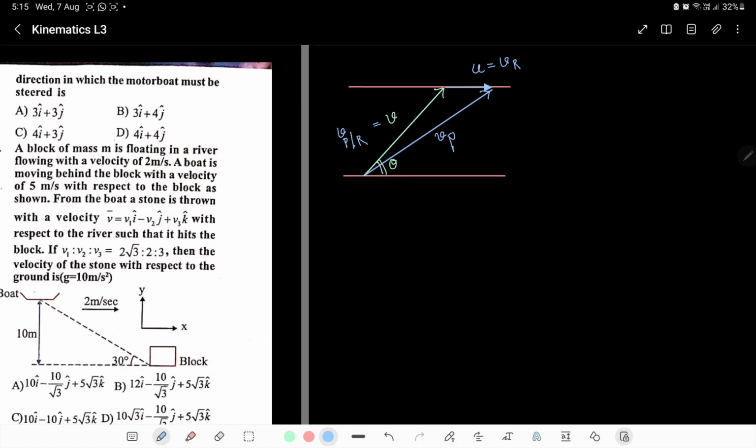Now we have to calculate the drift. In order to calculate the drift, first of all we have to split this v into components. We have two components. One component will be perpendicular to the river, and the other component will be along the river. The perpendicular component can be written as v sin theta, and the other component can be written as v cos theta, right?